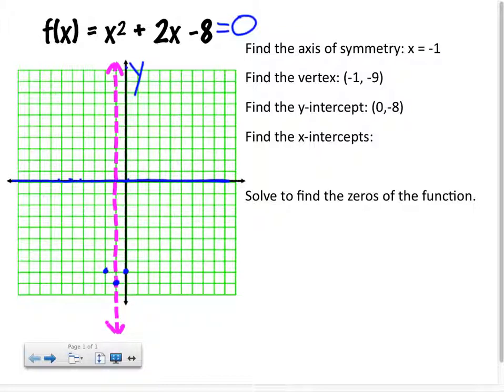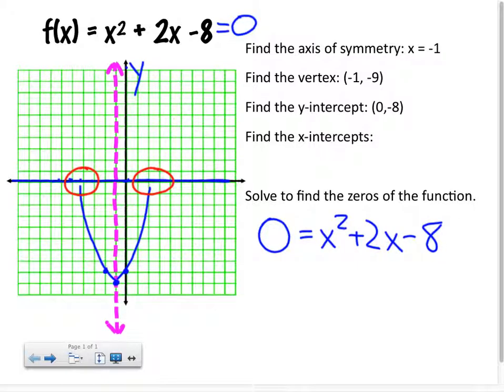Now, we don't really know in this situation exactly where it's going to cross. We know that it's going to cross somewhere around here and somewhere around here. So when we say solve to find the zeros of the function, what we're really saying is that the whole function equals 0, and that if we can figure out what value of x makes this true, that makes this whole function actually be 0, then that x value must be the point that the graph crosses the x-axis.